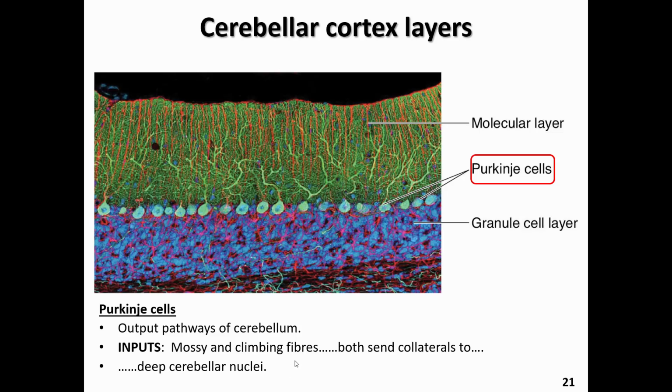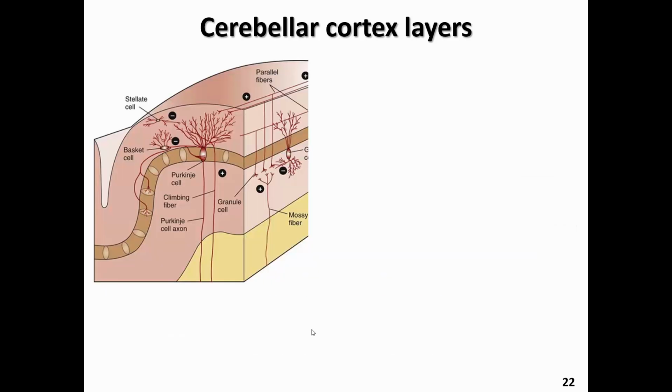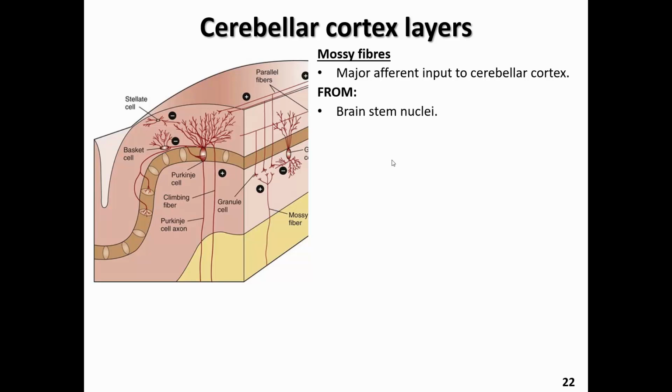So, what we see here are very extensive connections between incoming information to different parts of the cerebellum. If we take a look at the inputs to the cerebellar cortex, the mossy fiber is considered the major afferent input to the cerebellar cortex. So once again, when we talk about afferent, we're talking about incoming bioelectrical signals to the structure. And this is incoming from largely brainstem nuclei, as well as the spinal cord nuclei.